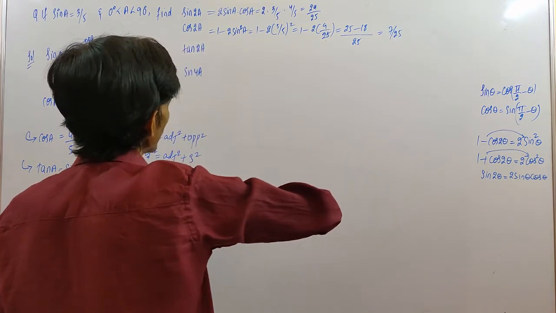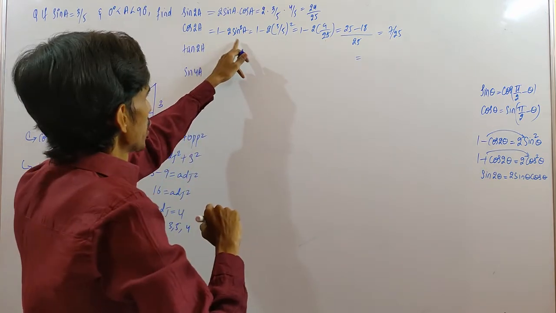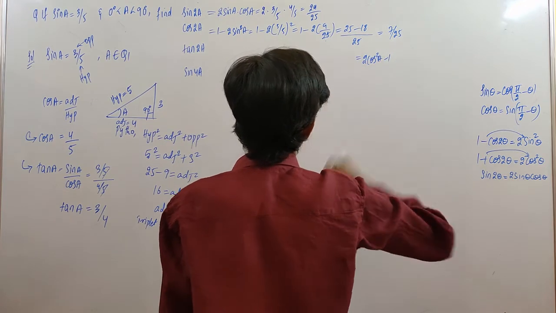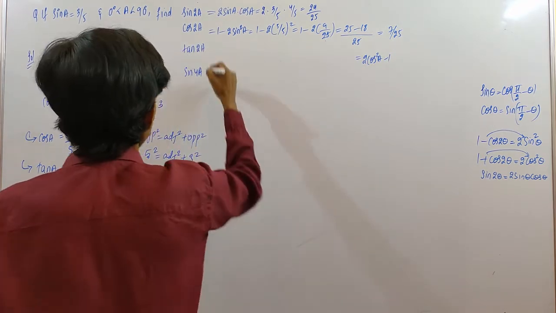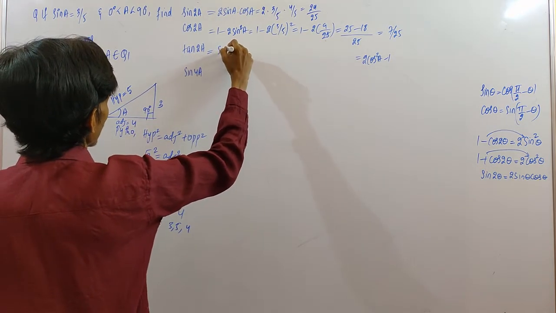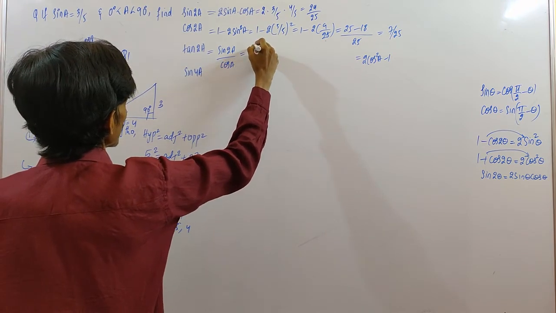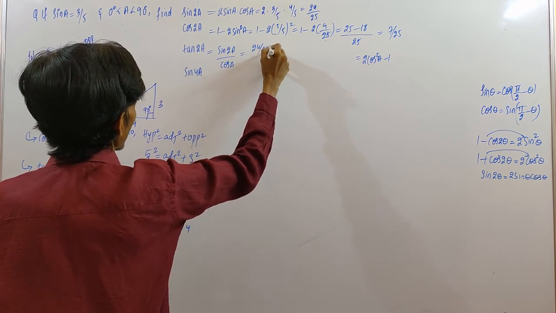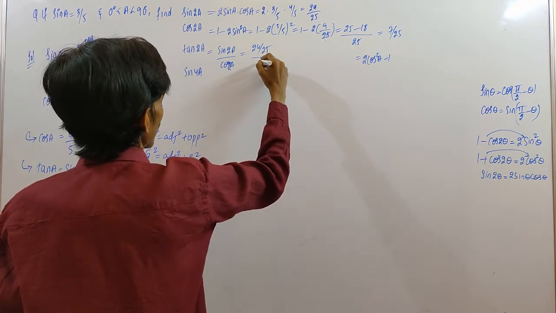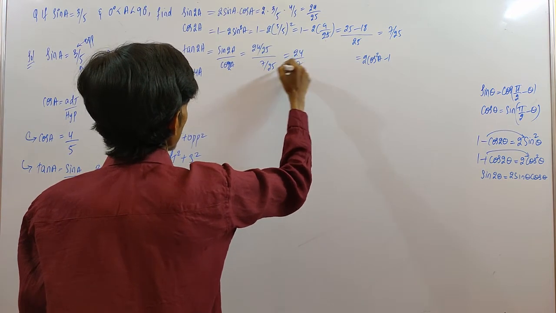This can also be found out by, instead of 1 minus 2 sin square A, we can also calculate by 2 cos square A minus 1. We will get the same answer. For tan 2A, we have sin 2A by cos 2A. Sin 2A value is 24 by 25. Cos 2A value is 7 by 25. It will become 24 divided by 7.